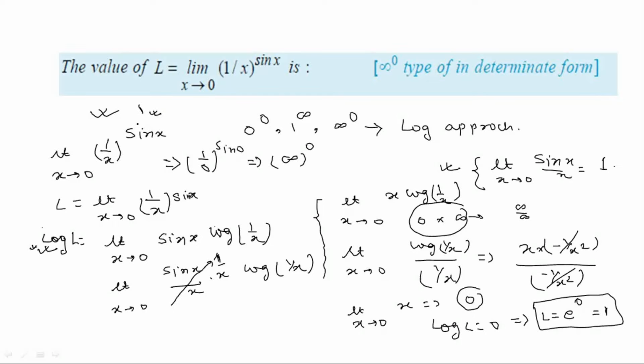Okay, now we see another example. Here we put x equal to 0, then it becomes 0 to the power 0. It is the indeterminate form of 0 to the power 0. So what do we have to do? We have to use the logarithmic approach to evaluate such types of limits. So take log on both sides: log L is equal to the limit as x tends to 0 of x log x.